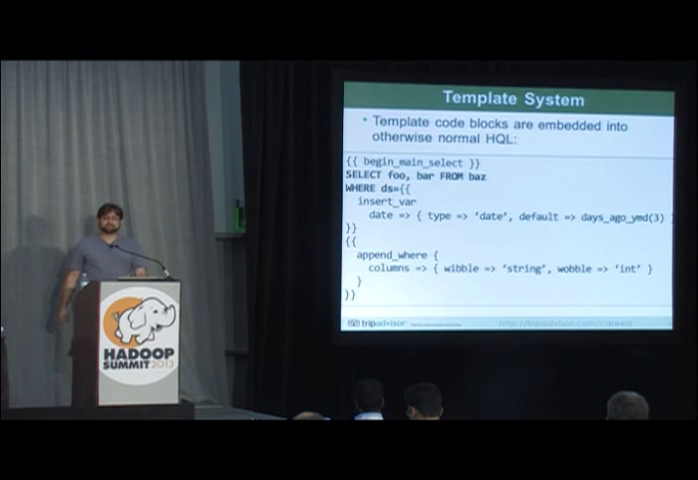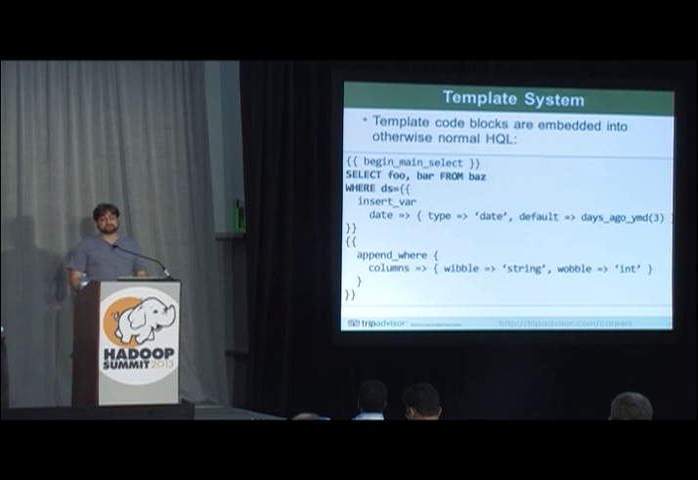So let's actually see what these templates look like. They're just these blocks embedded into normal HQL. I just use the default template delimiters, but you could use whatever you want, really. I could probably even make that a configuration parameter for the app itself. But what you're looking at there is actually just Perl code.